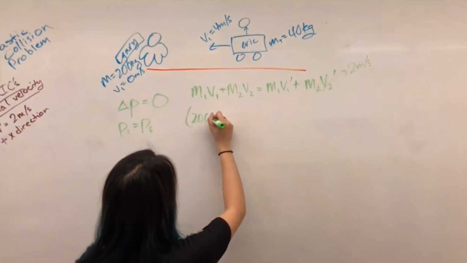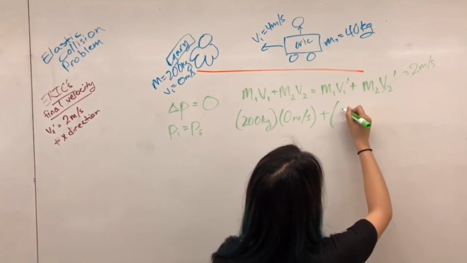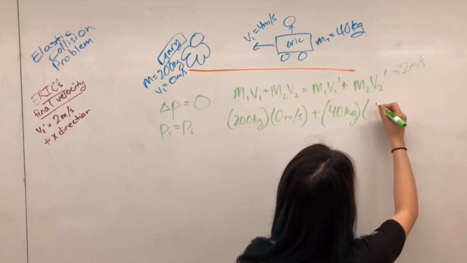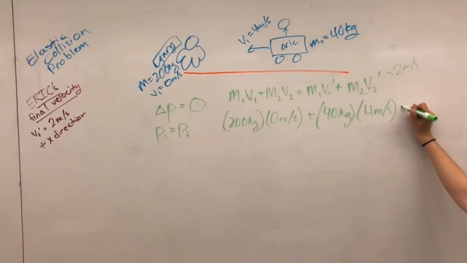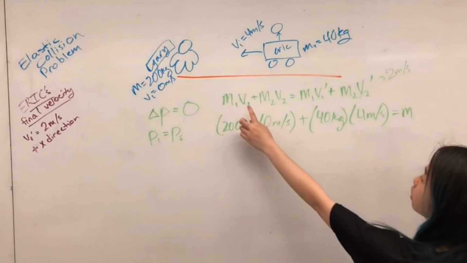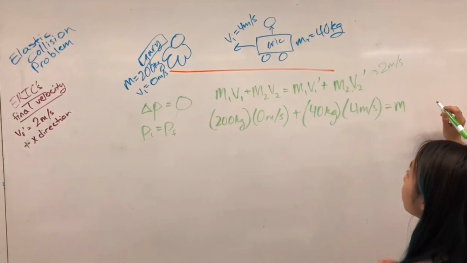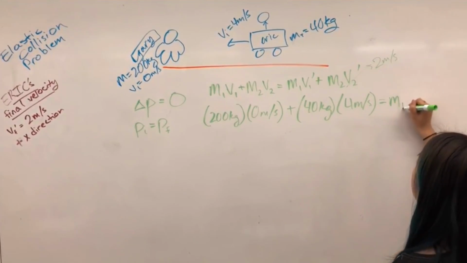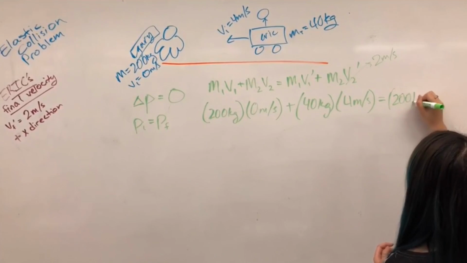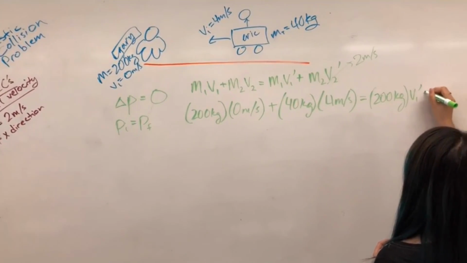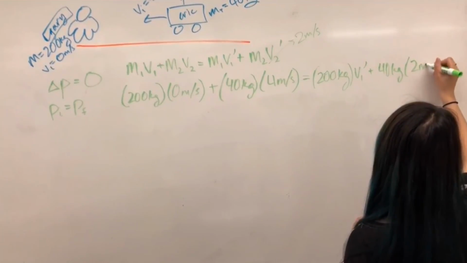We're going to say mass 1 is 200 kilograms times 0 meters per second, which is going to cancel out later, plus 40 kilograms times their initial velocity, which is 4 meters per second. And you're going to keep the velocities both positive because they're both going to be going in the same direction. And then we're solving for our final velocity for the first object, so what Gary is going to be going at after the collision. So it's going to be mass 1, which is 200 kilograms times velocity prime plus 40 kilograms times the final velocity, which is 2 meters per second.